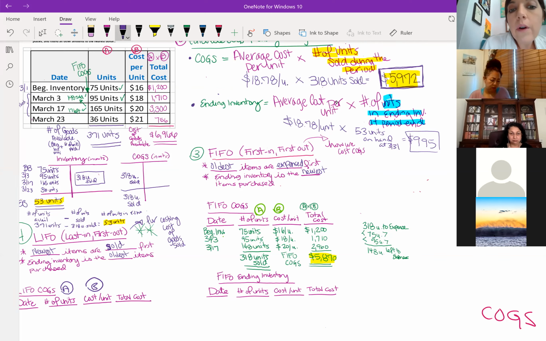Now, after you complete cost of goods sold for FIFO, you need to calculate the ending inventory balance for FIFO. And you're going to use the table again: the date, number of units, cost per unit, and then the total cost.